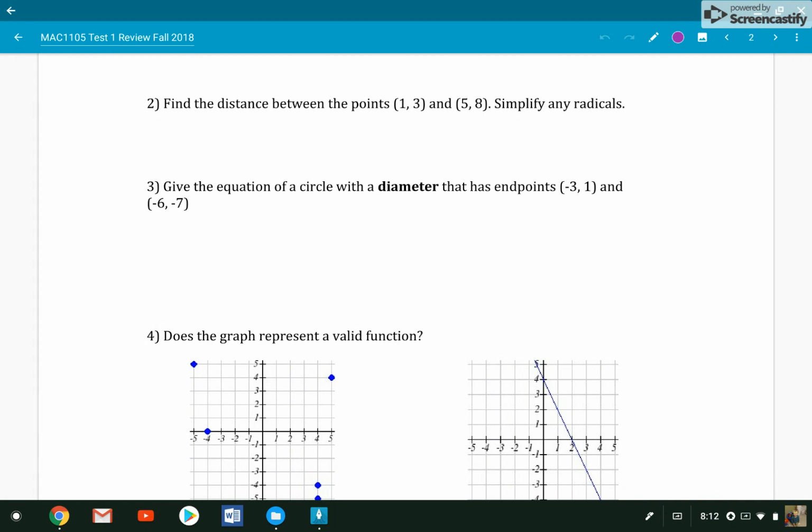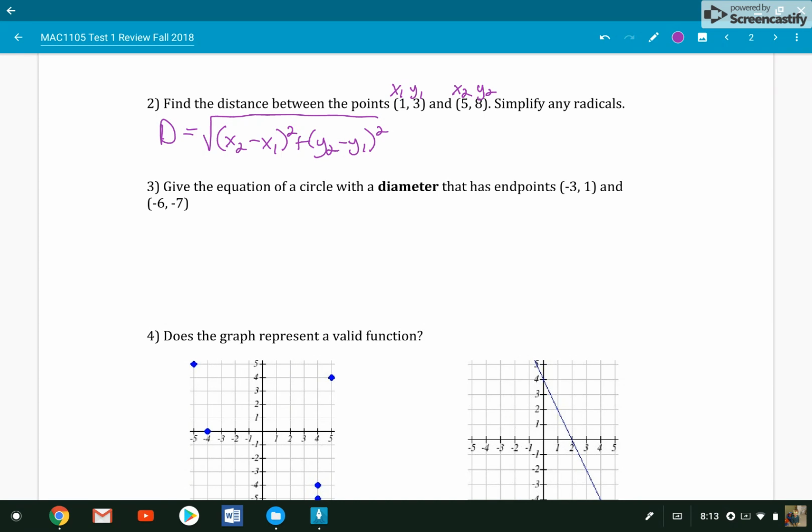So for our first test, you need to know the distance formula. D, our distance, is equal to the square root of x2 minus x1 squared plus y2 minus y1 squared, where in (1, 3), I've got x1 and y1, and (5, 8), I've got my second x and my second y, so I've got x2 and y2.